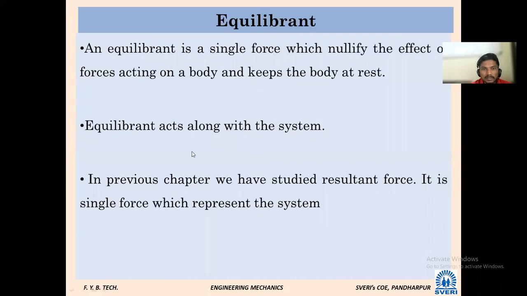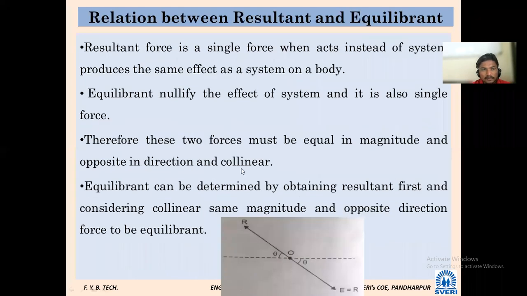Here we have a certain force like the resultant. An equilibrant is a single force which nullifies the effect of the forces acting on a body and keeps the body at rest. So it is exactly opposite to the resultant. In the previous chapter we studied the resultant force. Then the relation between resultant and equilibrant we have seen: exactly opposite in direction and equal in magnitude.